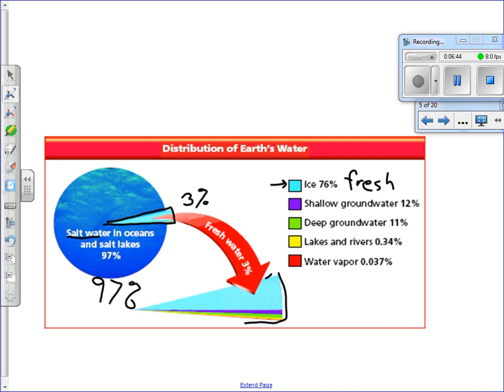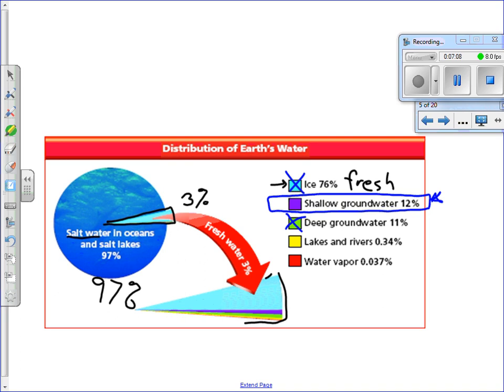All right, then the next source is shallow groundwater, which is 12%. This is the one we talked about earlier as the most important source of water for people to use, shallow groundwater. The ice, of course, we can't use. There's also some deep groundwater, which is really too deep for us to get at.